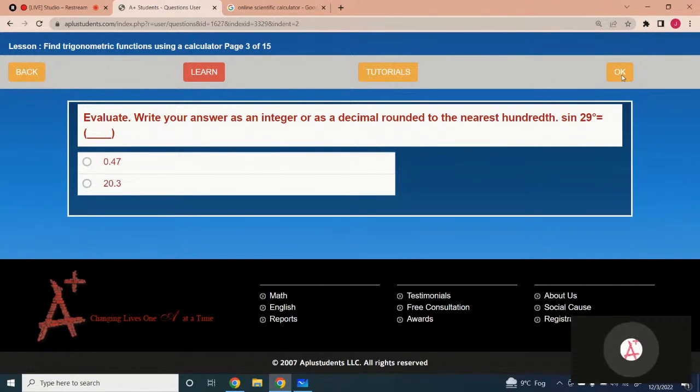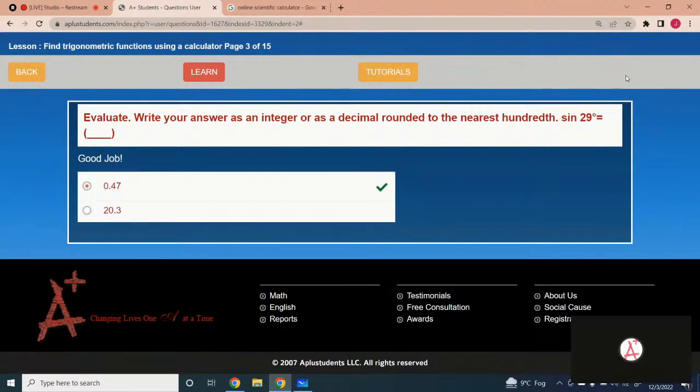Okay, the next one is sine 29. Sorry, 29, not 30. It would be 0.48. Got it? So that would be the correct option, 0.48. Just select the correct option, then click on the OK button.